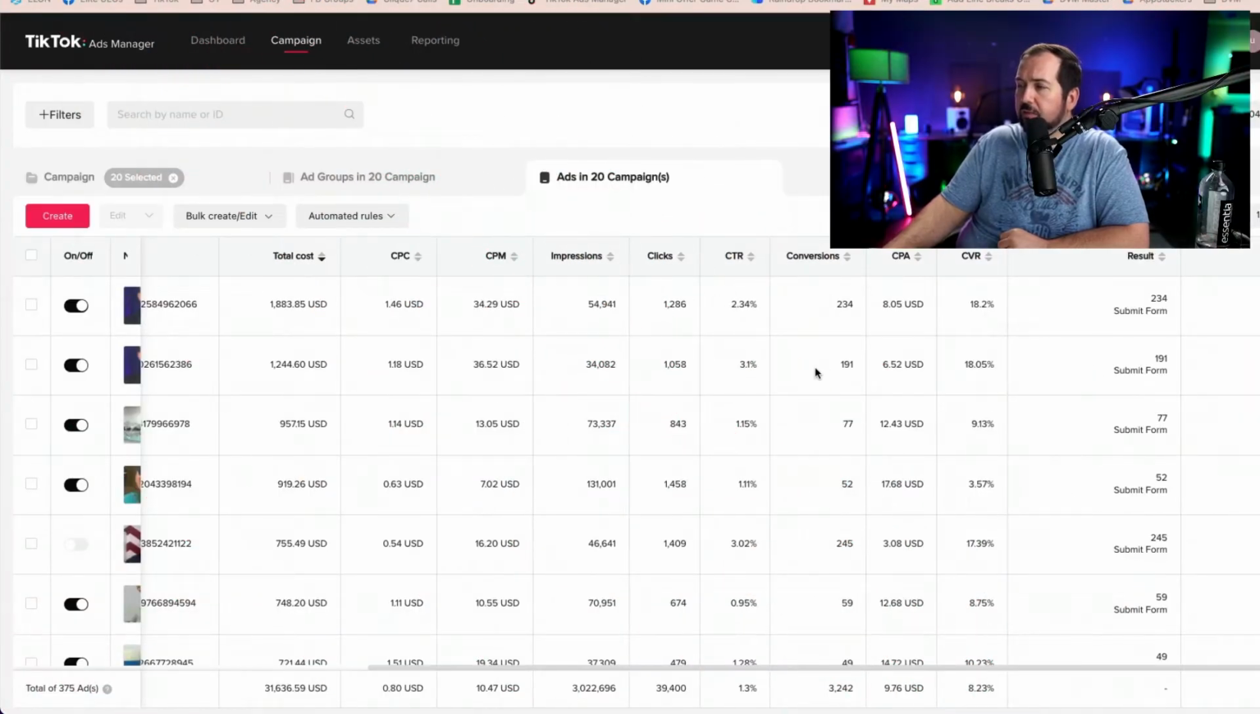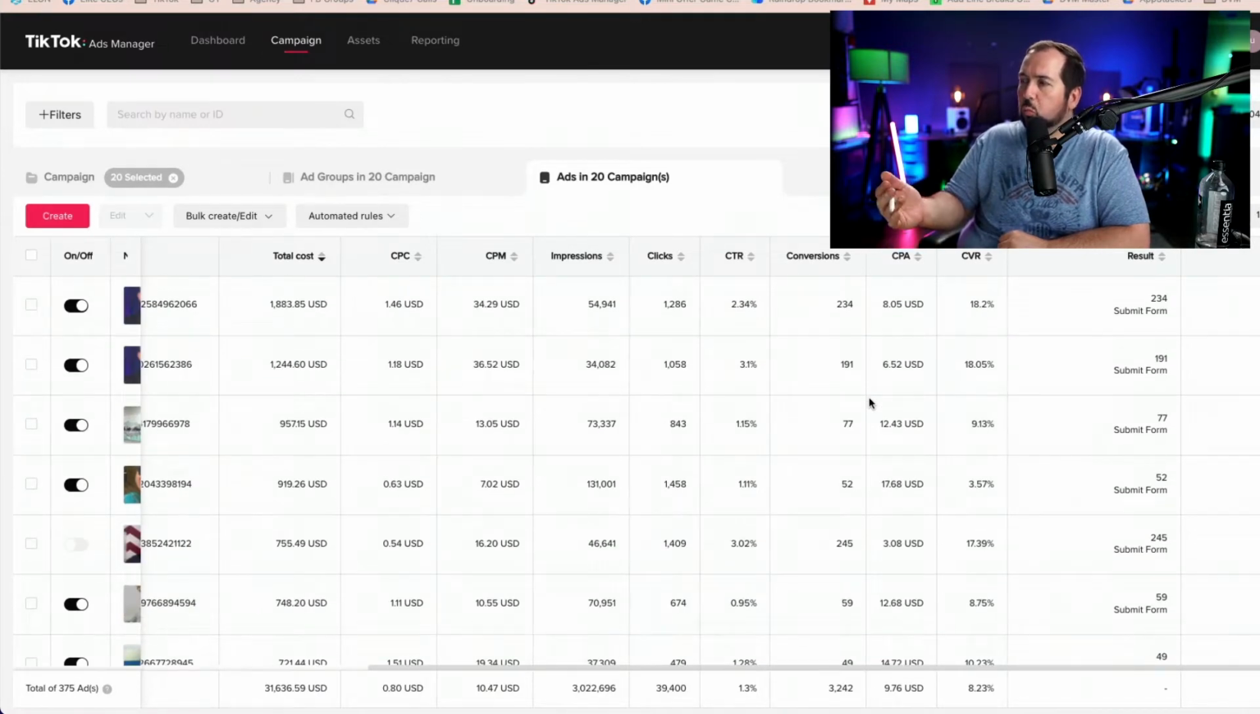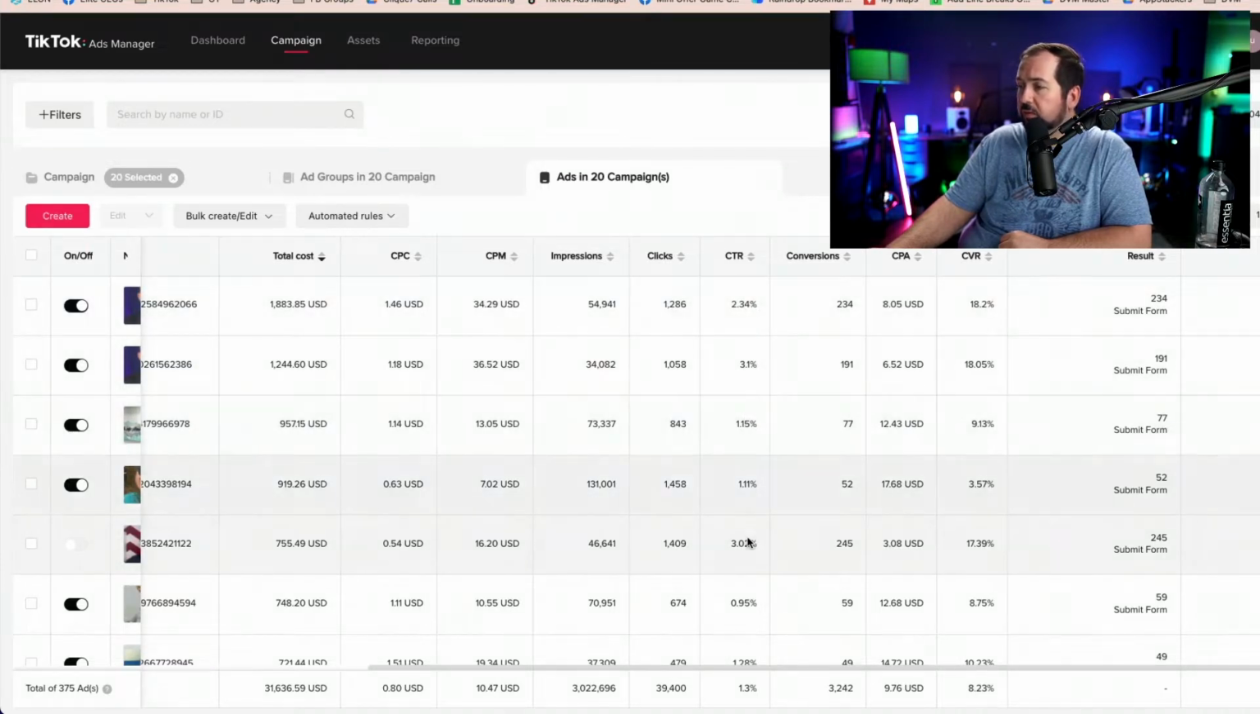So this is one of our ad accounts, with just some of the campaigns that we've been running. I picked a couple dozen or so, just to show you what the CTR looks like on some of these different campaigns. As you can see, this ad has spent almost $2,000 and has had a 2.34% CTR, which is pretty good.